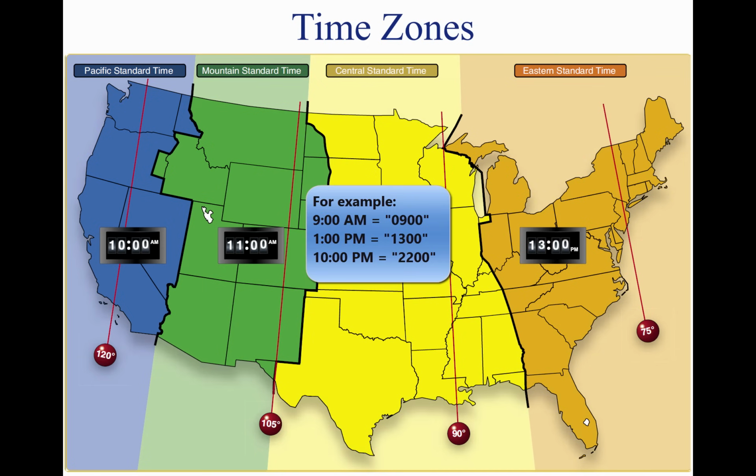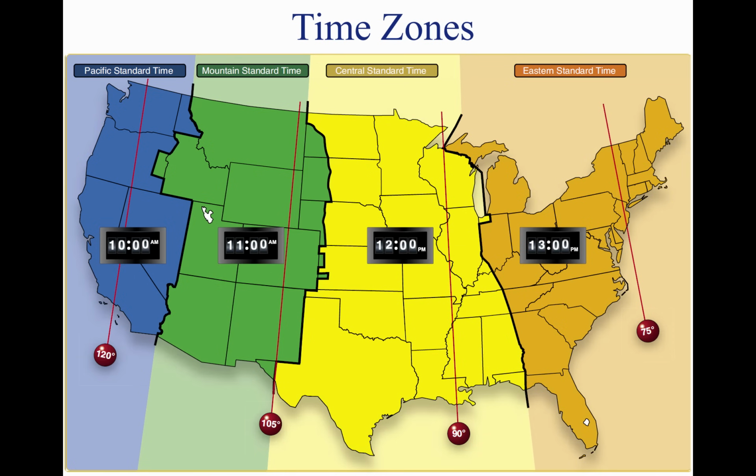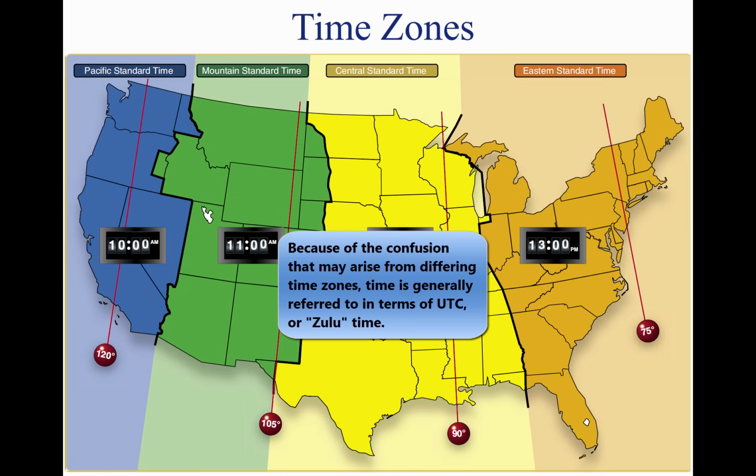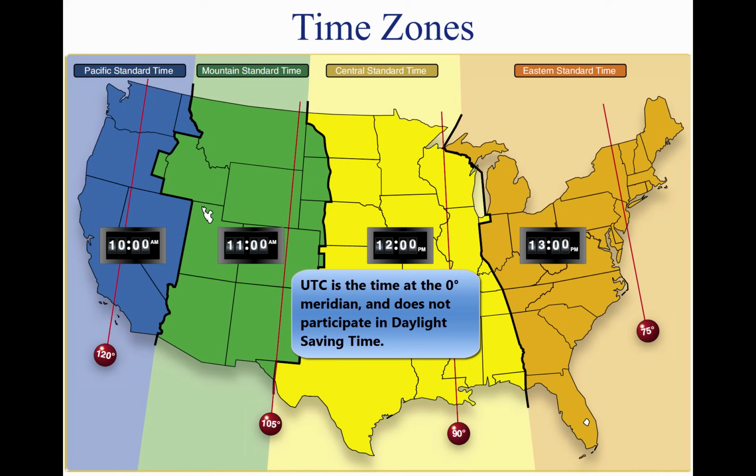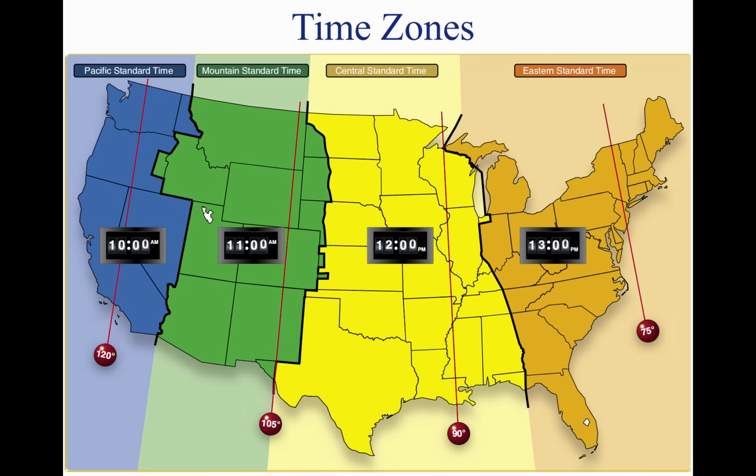For example, 9 a.m. is expressed as 0900, 1 p.m. is 1300, and 10 p.m. is 2200. Because a pilot may cross several time zones during a flight, a standard time system has been adopted. It is called Universal Coordinated Time, UTC, and is often referred to as Zulu time. UTC is the time at the 0-degree line of longitude, which passes through Greenwich, England. All of the time zones around the world are based on this reference.